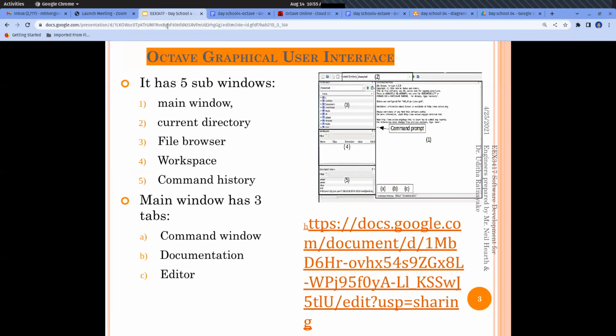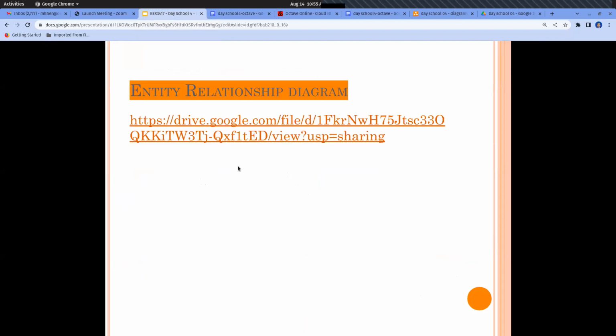Okay, that is all about Octave, and then I will explain how to do the entity relations, how to draw the entity relationship diagrams, because I think in TMA you have to answer with the ERD.